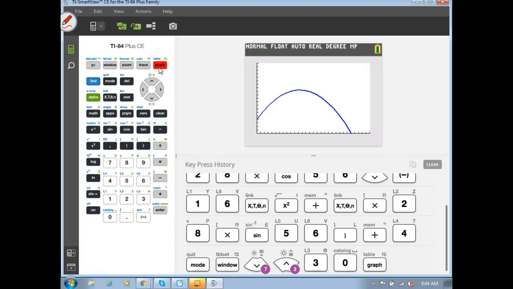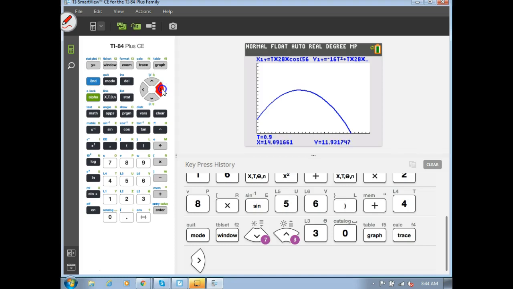So the question says, how far away will the ball land? You have a couple of options. You can hit trace, and you can start scooting around until you see where it hits the ground. Whoops, I went too far. Right about there. So I'm not going to get a real accurate answer, but you need to answer carefully, guys. Which one of these components measures the how far away part of the question? That's the X. So the ball hits the ground about 25 feet away from her. You could say 25 point something if you want, but about 25 feet is a good answer for me.